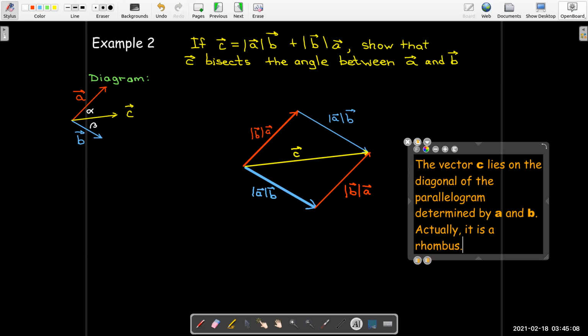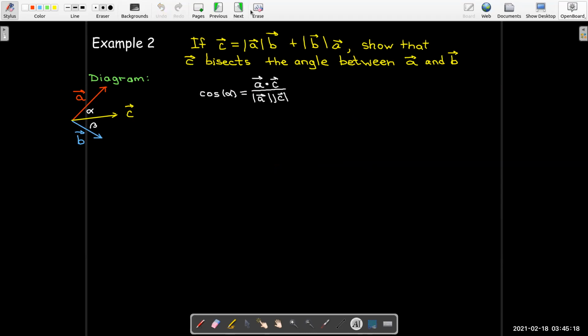But what we're trying to practice here is the properties of the dot product. So let's see if we can give an algebraic proof. So what we'd like to show is that alpha is the same as beta. If alpha is the same as beta, then we'll know that C bisects the angle between A and B. So let's calculate alpha. Well, let's start by calculating cosine of alpha. We're going to calculate cosine of alpha using our formula here. We'll do it one step at a time.